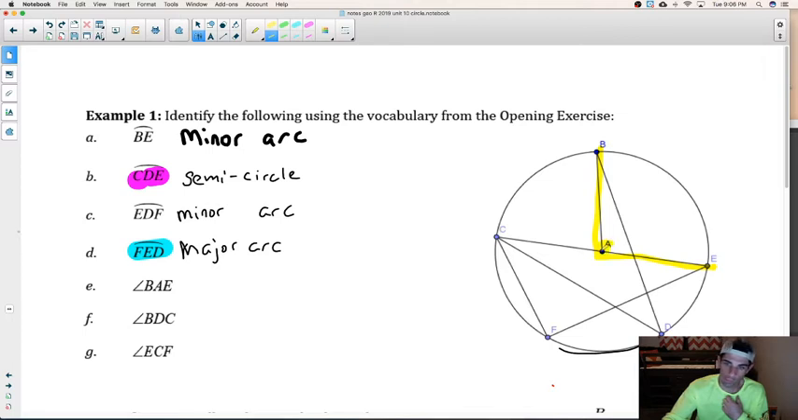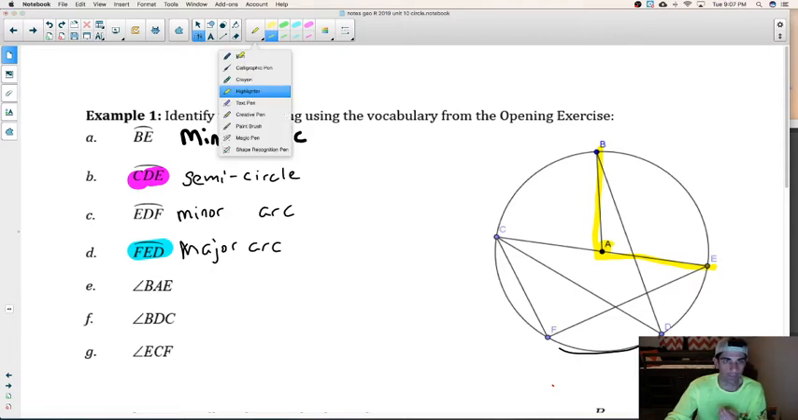Now if you notice, where is A? A is in the center. Center is called central angle. Okay.